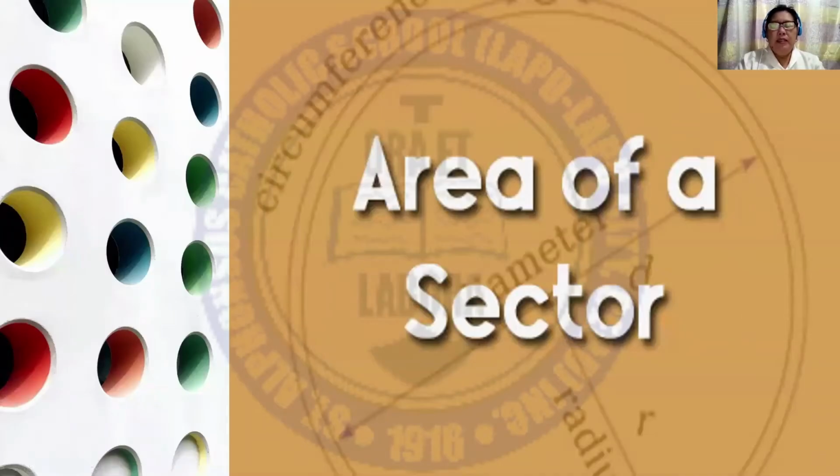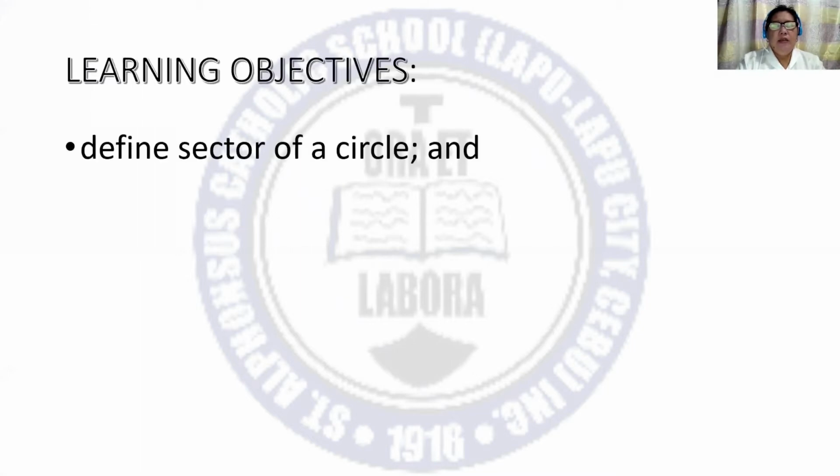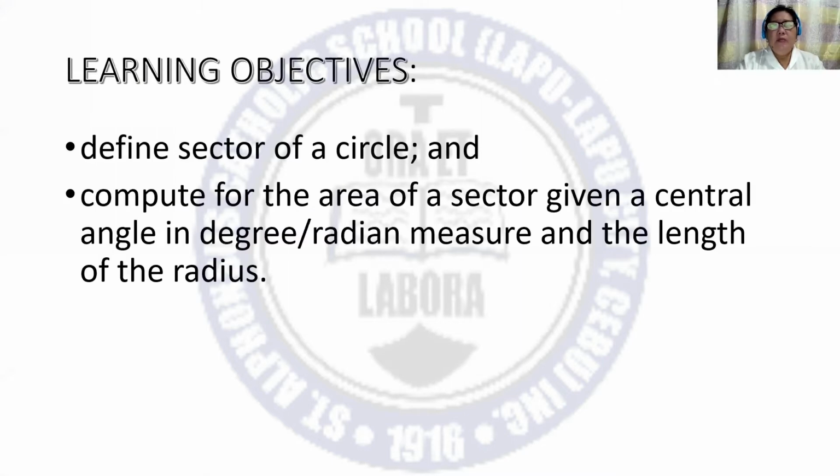Hello, math learners! Our lesson for today is about the area of a sector. The learning objectives are: you are going to define sector of a circle and compute for the area of a sector given a central angle in degree or radian measure and the length of the radius.